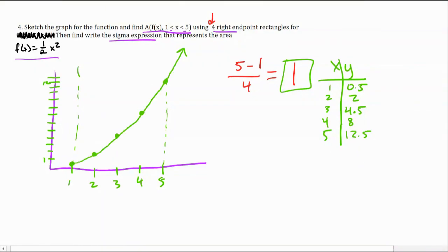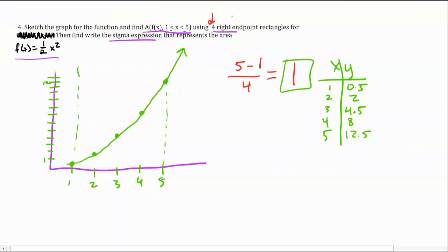All right, so for this one, it's not a straight line, it's a quadratic. So it should give us the right side of the U there. And we have our graph that we're going to be dealing with. So in this case, we're going from 1 to 5. And I next need to actually draw my rectangles.